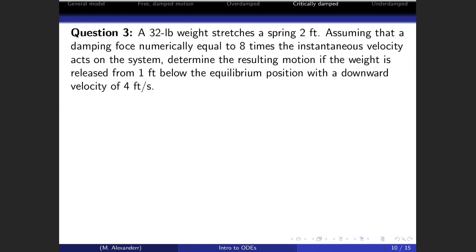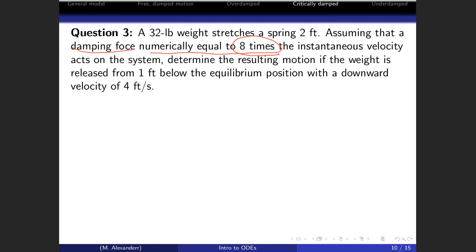And now for the second example, what I'm doing is that I have the same setup as before, but all I'm changing now is that the damping force is now numerically equal to 8 times the instantaneous velocity. Before, it was equal to 10 times the instantaneous velocity. So we have reduced the damping force. So going back to the car suspension, the damper on the car has a smaller damping coefficient. That's what we're saying. So going back, let's start from the very beginning.